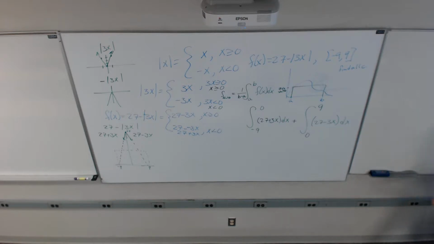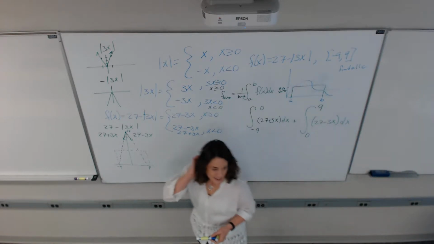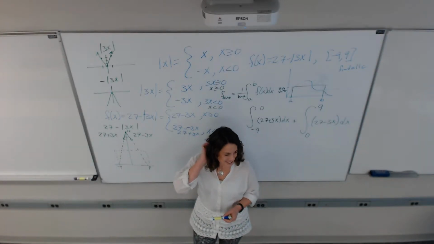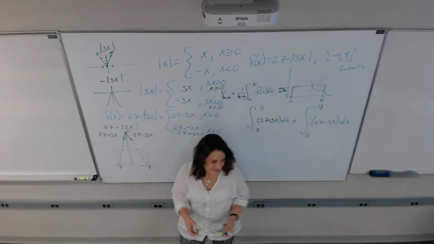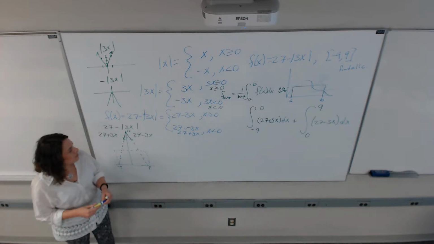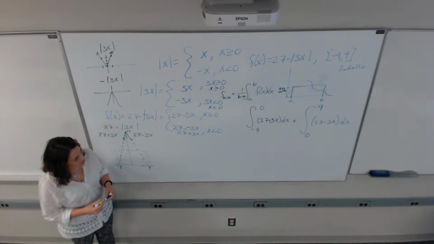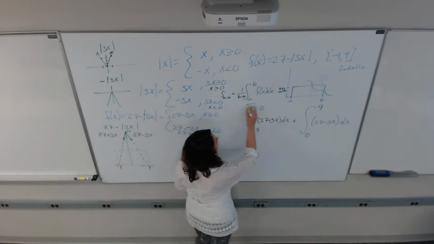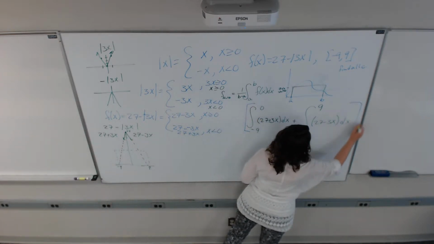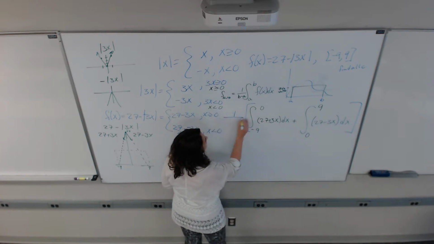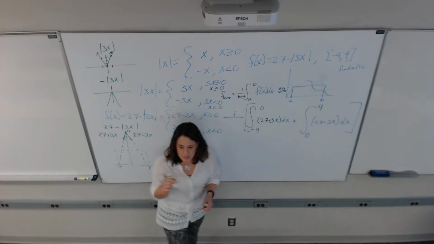The actual answer is 13.5, which is, I think, exactly between 0 and 17, isn't it? Okay, but that's mostly because I've been doing it a long time. I just have a good feel for it. So this together gives you the area, and then you're going to multiply by 1 over b minus a.